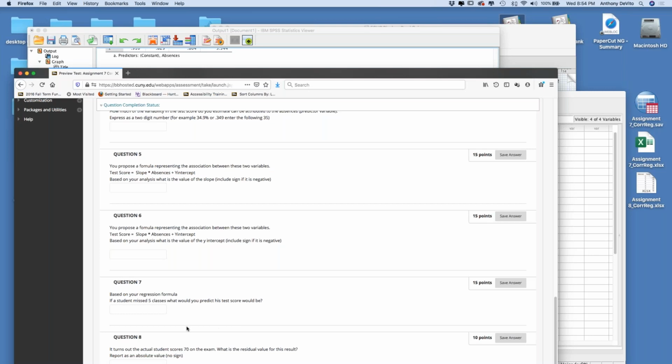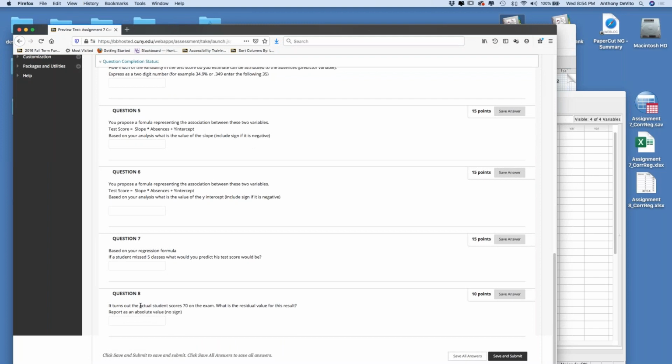Okay, so that's good, right? That's exactly what we're looking for. Now, it turns out that that student actually scored a 70 on the exam, not 66.51. So what's the residual value for this result? Well, the residual value is the difference between what you predicted his score was going to be and what his score actually was. So what's the residual value?